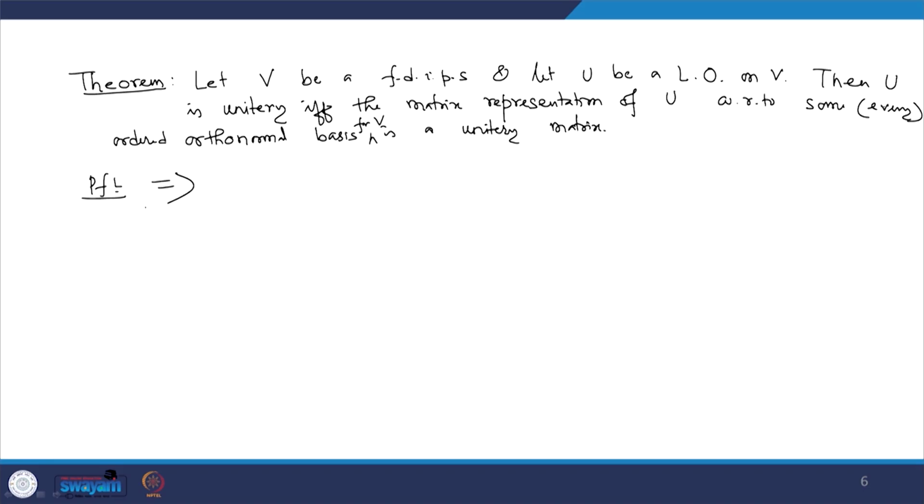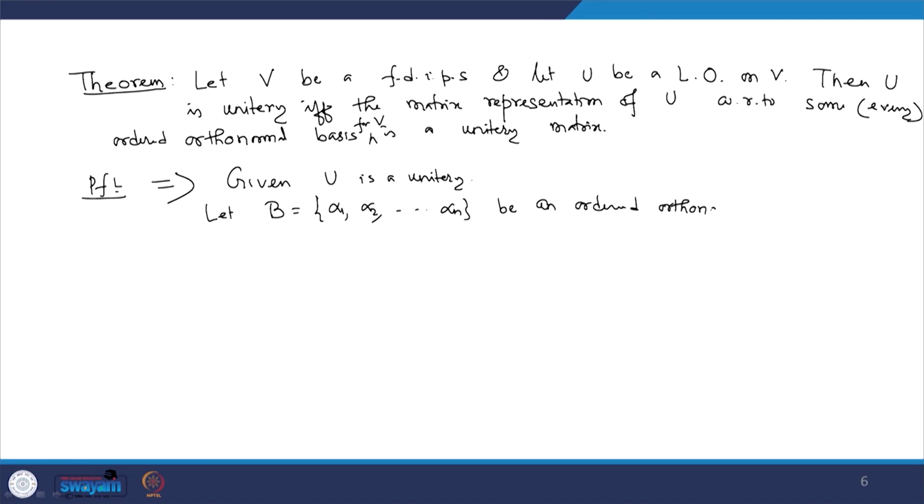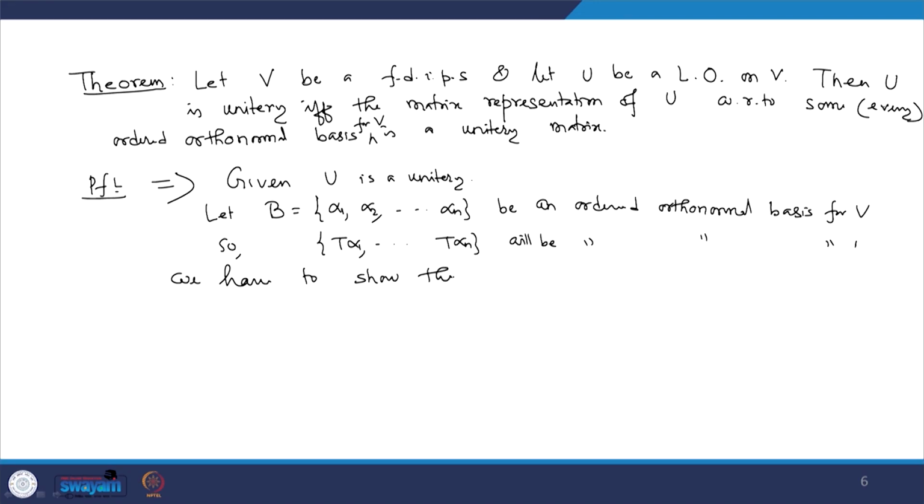First is the if part, that is given U is unitary. Let B equal to alpha 1, alpha 2, up to alpha n be an ordered orthonormal basis for V. So, T alpha 1 to T alpha n will be an ordered orthonormal basis for V also. Okay. So, we have to show the matrix representation of U with respect to B, if it is A.